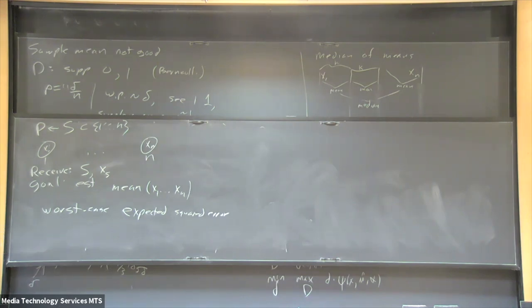P is a distribution on the subsets, on the power set of N? Yes. So given P, you want to come up with an algorithm where no matter what data you get, you'll be able to return a reasonable estimate of what's going on. Let me write that down more technically.